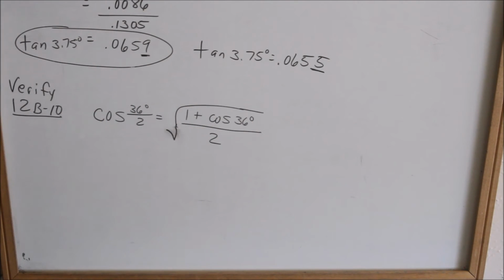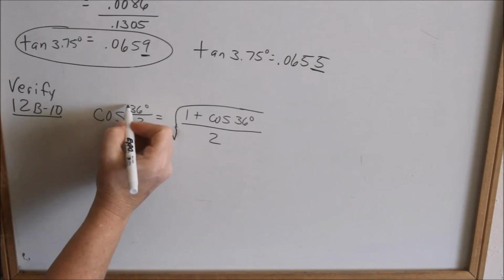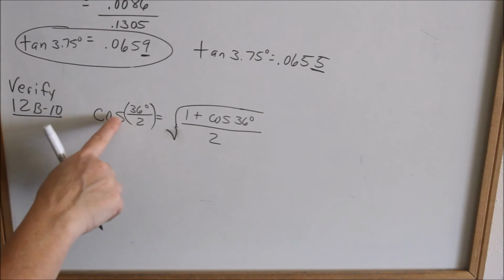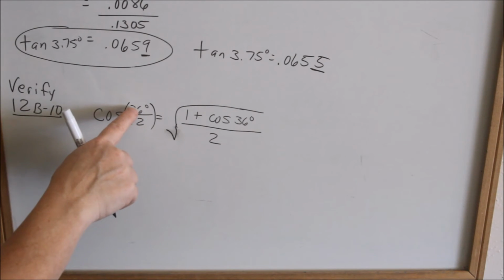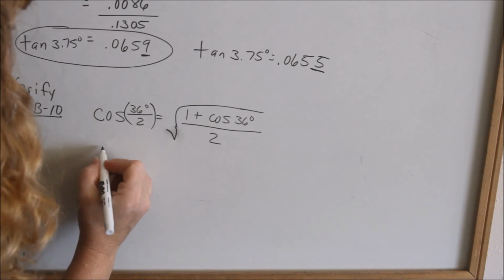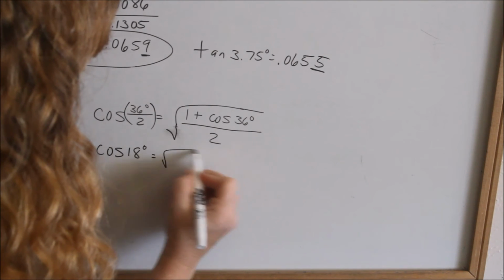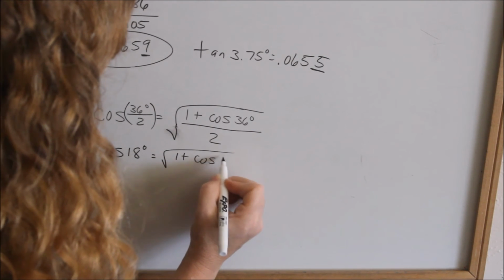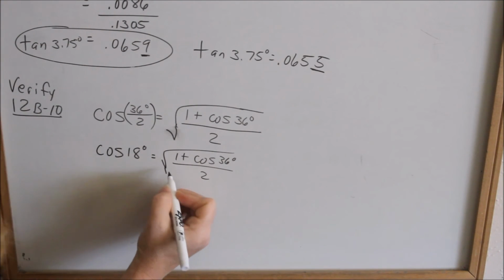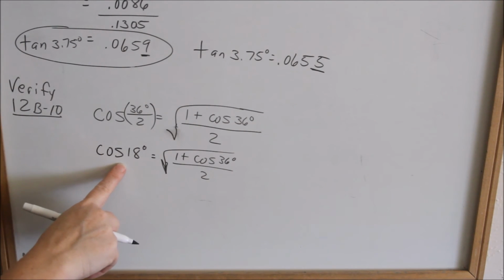And basically what I talked about in the last two problems. So cosine of 36 degrees divided by 2. You're doing 36 divided by 2 first, not cosine of 36 degrees and getting a decimal, then dividing by 2. You are taking the angle and dividing by 2 first, so essentially that would be cosine of 18 degrees is the square root of 1 plus cosine of 36 degrees divided by 2. Now that's the square root of everything. Now let's get our decimals for all these trig functions.